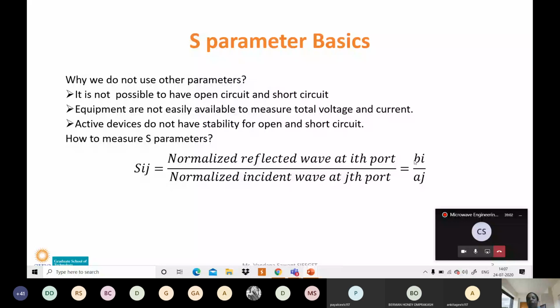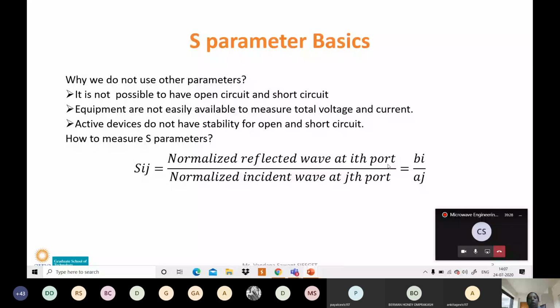Okay, and we can denote this scattering parameter between an I and J port as Sij. Always remember that wherever we are measuring the reflected signal, that port number is indicated first after S. That is, if we are measuring the reflected signal at the ith port, we write I after S, that is Si.